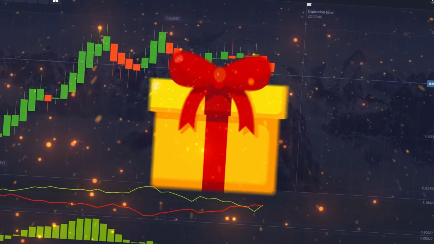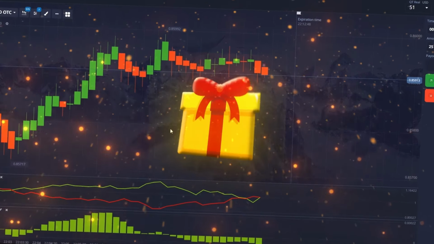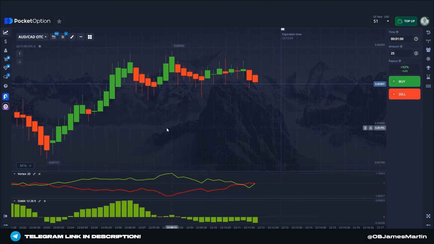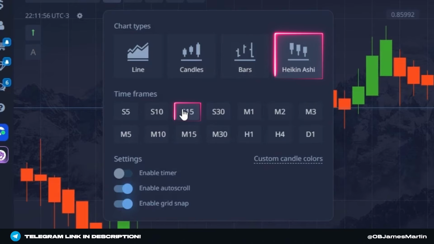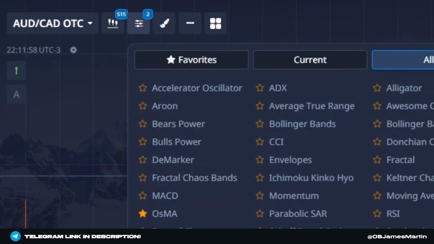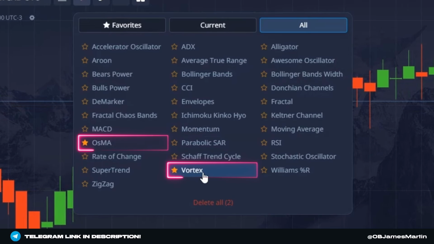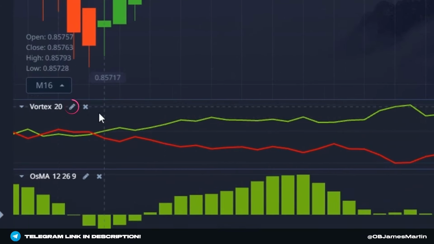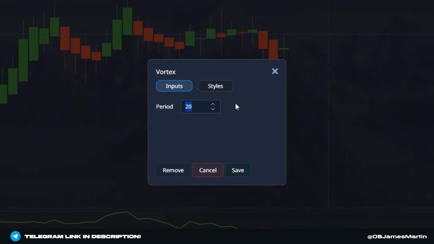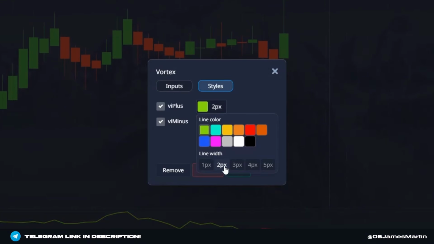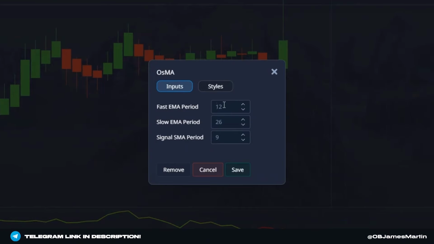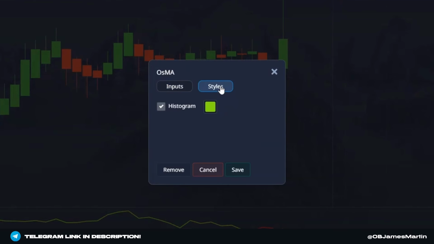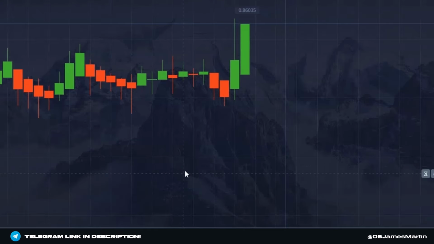So let's start with the settings. Let's move on to the time frame first, and we're going to start with 15 seconds per candle. Alright, so let's go to indicators, OSMA and Vortex. We're going to use both of these. Let's configure 20 on Vortex. The color is up to you. Okay, let's go to OSMA: 12, 26, 9, which is almost like the MACD.